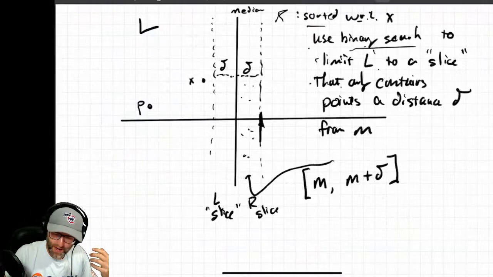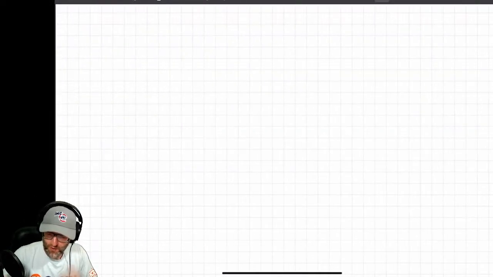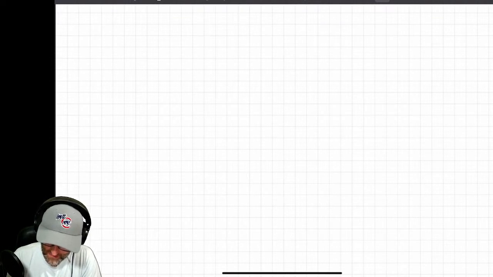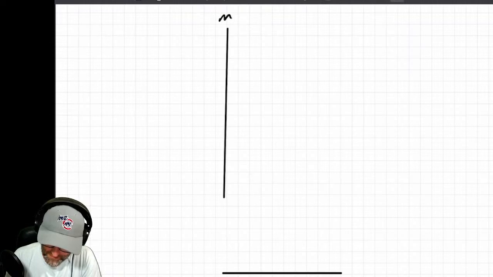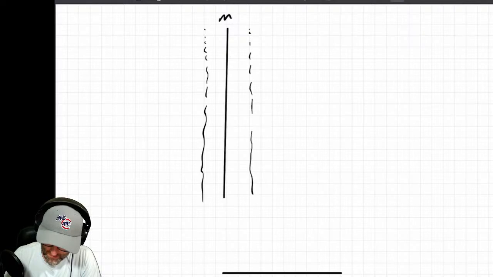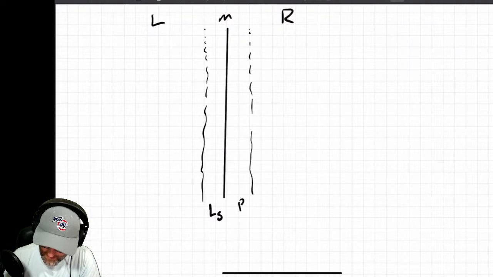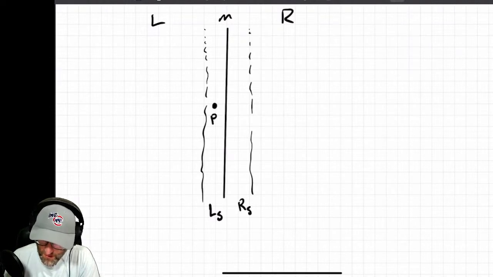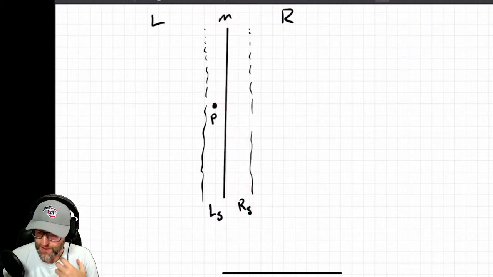Let's go back to our diagram here. I'm going to repeat that. Let's create our midpoint here. Suppose we've got our left slice over here, our right slice over here. This is L, this is R, this is the left slice, and this is the right slice. And suppose that we've got a point P over here that we then need to compute things in the right slice. If I did every single point in the right slice, you've got to be careful.